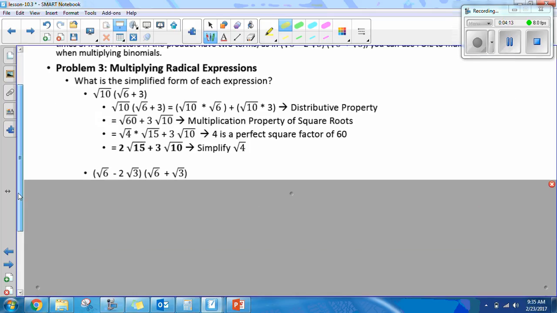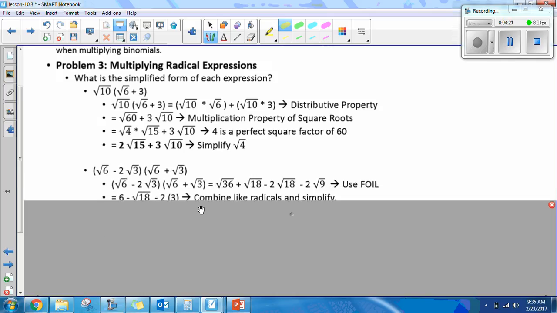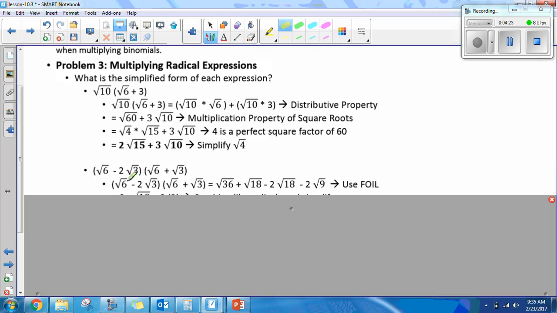Here we have the quantity radical 6 minus 2 radical 3 times the quantity radical 6 plus radical 3. We're going to use FOIL. So we'll do first, radical 6 times radical 6, which gives us radical 36. Outer, radical 6 times radical 3, which gives us radical 18. Inner, negative 2 radical 3 times radical 6, which gives us a negative 2 radical 18. And then last, we have negative 2 radical 3 and radical 3, which gives us minus 2 radical 9.